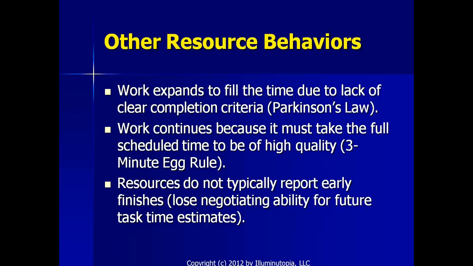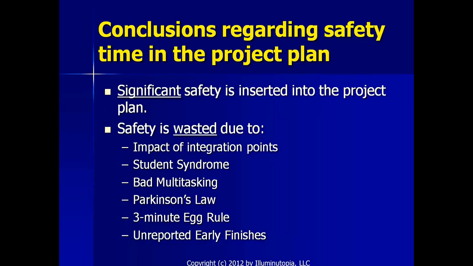Work continues because it must take the full scheduled time to be of high quality, which we refer to as the 3-minute egg rule. So there's no way that an egg can be done before the 3 minutes are up. So they just keep working on it to say, well, it can't be quality if we finished it early. And the final behavior is resources do not typically report early finishes because they would lose negotiating ability for future task time estimates. So what are the conclusions regarding safety time in the plan?